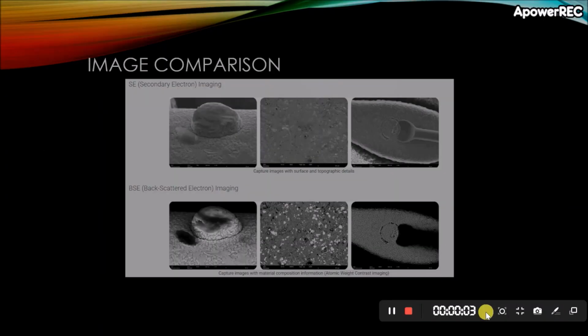Image comparison is done for secondary electron imaging and backscattered electron imaging. The secondary electron image provides only surface topography, while the backscattered one provides contrast, and this is due to the atomic mass differences of atoms detected.